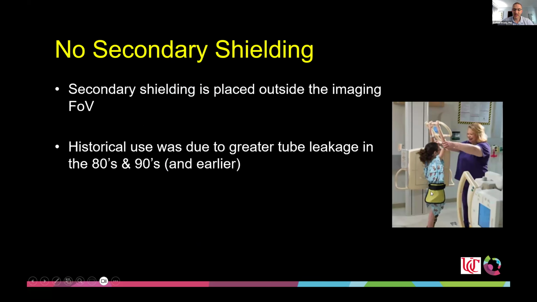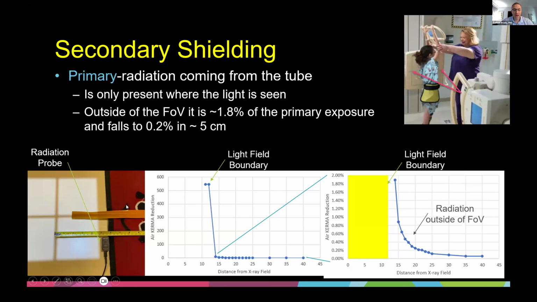The other thing with these secondary shields, when we're imaging the anatomy, is that these secondary shields are meant to stop radiation that is outside of the X-ray field. And here I did a simple couple of measurements to demonstrate that when you look at the X-ray field and the light field, they are pretty much equally matched. In other words, you don't get X-rays outside of where you see the light field.